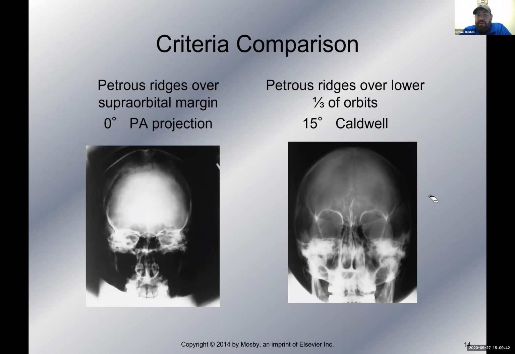And then you just want to compare the 0 degree to the 15 degree. Remember, 0, fill the entire orbit; 15 degree, lower 1/3. We still check for rotation the same way on both, the distance from the lateral orbital margin to the lateral cranial cortex. If it's the same distance, there's no rotation. If my right side over here gets bigger, what happened? Where was the rotation? Rotation was to the opposite side. It went to the left. Okay.